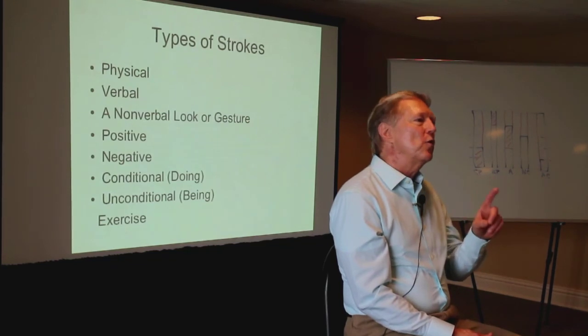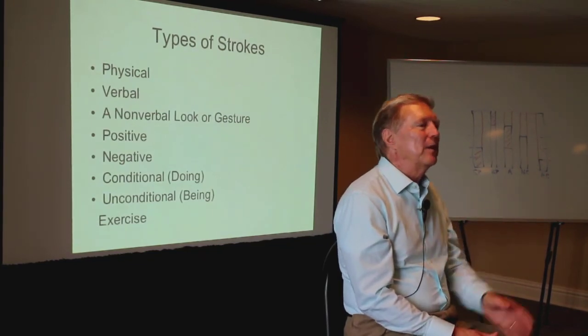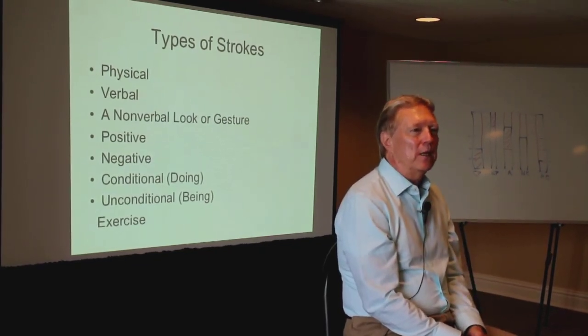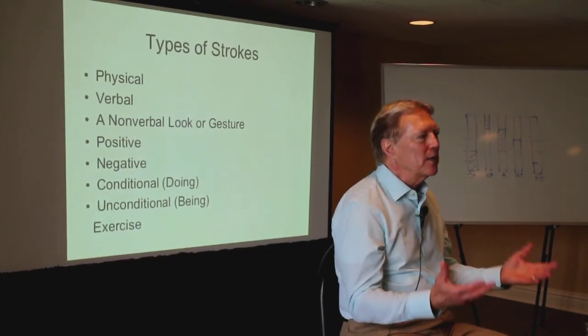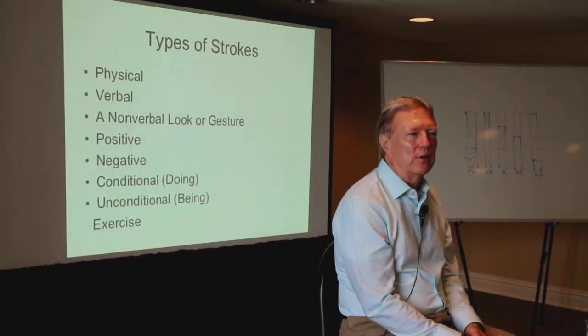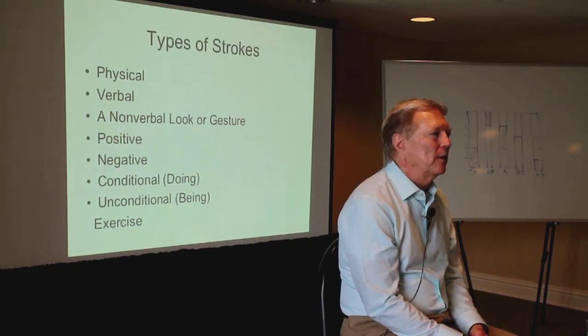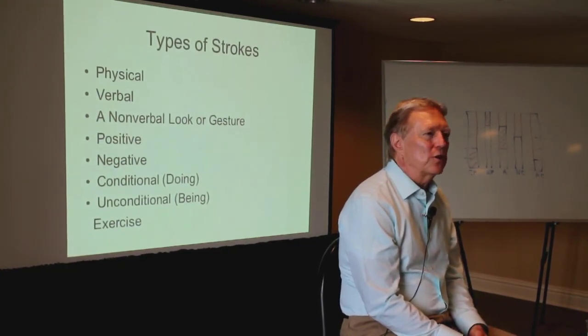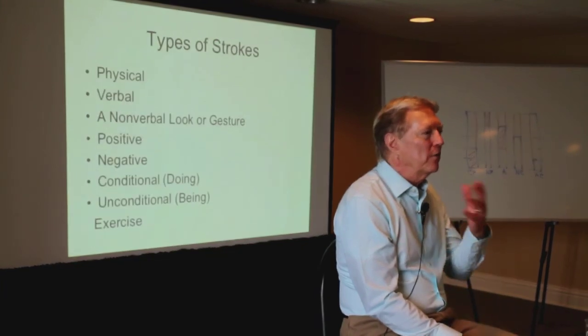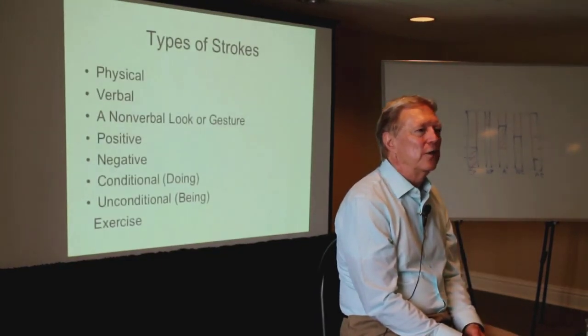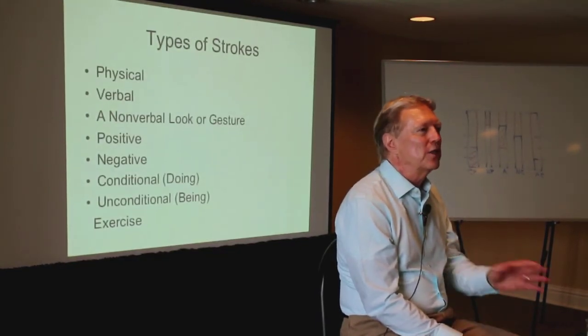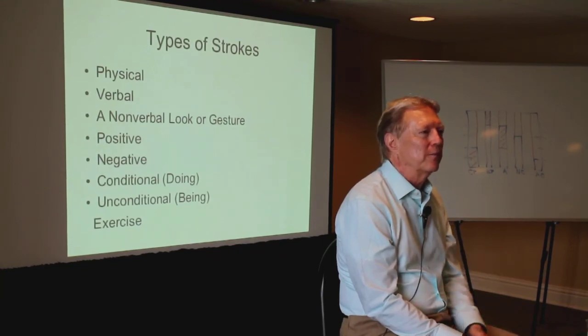The one type of stroke that we don't need is a negative stroke for being, because it implies that we don't have worth or value as human beings, which is not true. All the other strokes, ways of stroking, are functional and helpful in different contexts. But none of us need negative strokes for being.